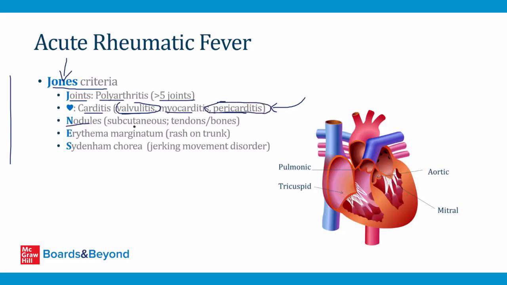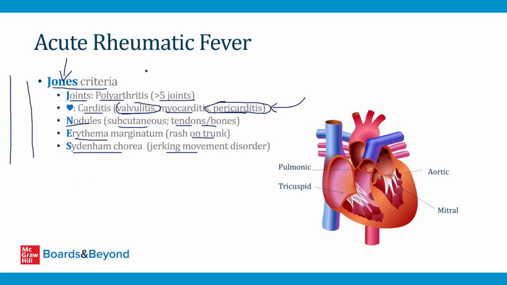Children with acute rheumatic fever develop these subcutaneous nodules. They're small bumps under the skin. They're usually non-tender. They form over tendons and bones. The E is for erythema marginatum, which is a rash that usually develops on the trunk. It's not itchy. It's a red rash. And then finally, the S stands for Sydenham chorea, which is a jerking sort of movement disorder. Children with acute rheumatic fever who have this form of chorea have very abnormal movements of their limbs. And the best way to understand this is to go to YouTube. There's lots of videos of children who have this form of chorea. So basically, these are the major Jones criteria here.